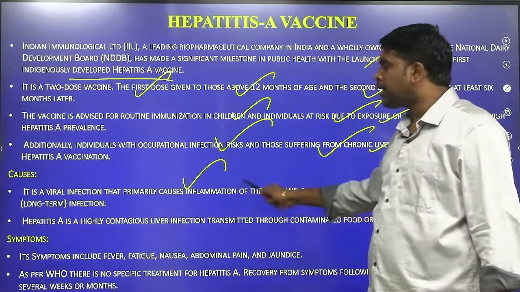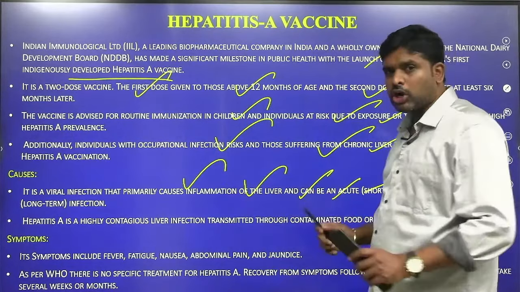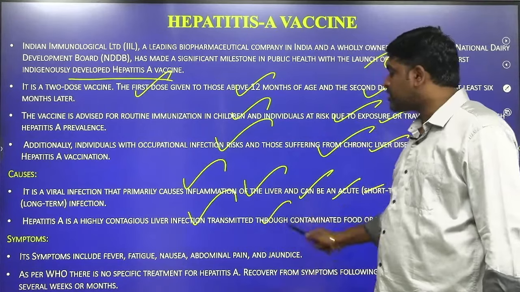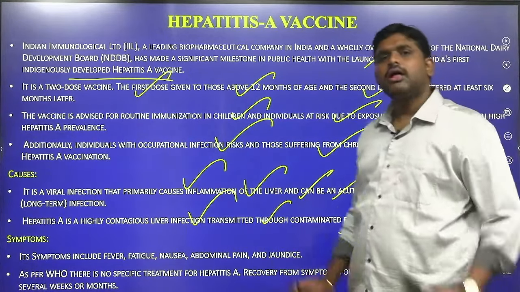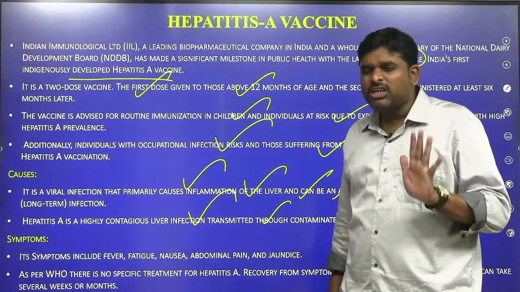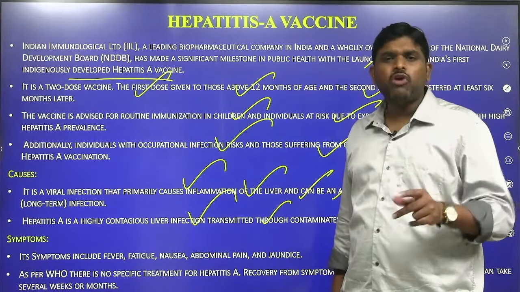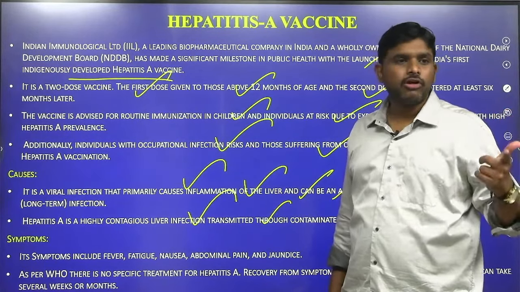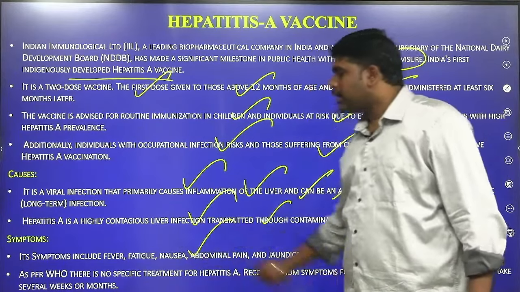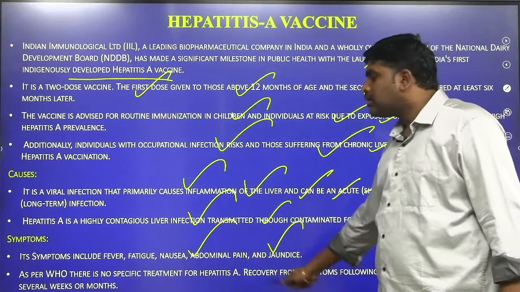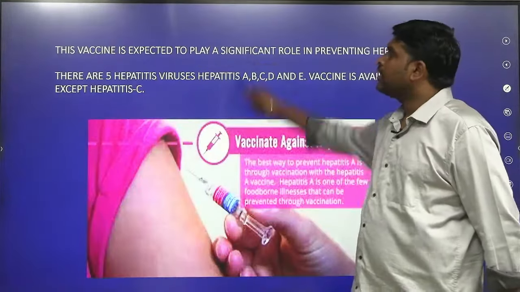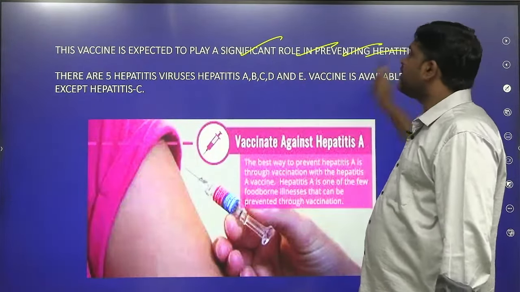It's a viral infection that primarily causes inflammation of the liver and can be acute, short term, or chronic, long term. It is a highly contagious liver infection transmitted mainly through food, but sometimes through water also. Waterborne is typhoid. Foodborne is hepatitis A. Symptoms are fever, fatigue, nausea. There is no specific treatment for hepatitis, and recovery from symptoms following infection can be slow. The vaccine is expected to play a significant role in preventing hepatitis.